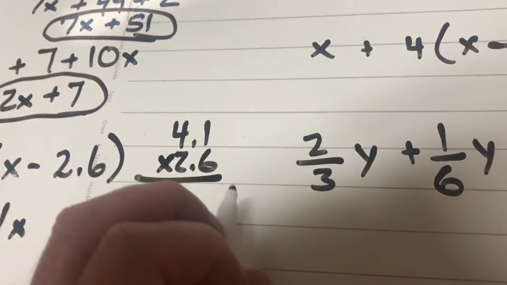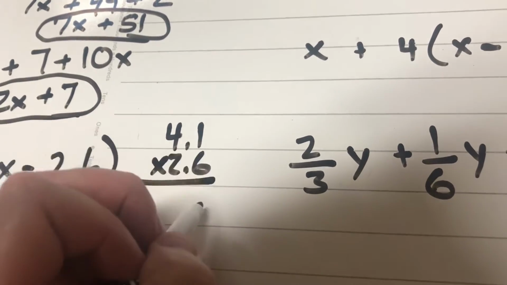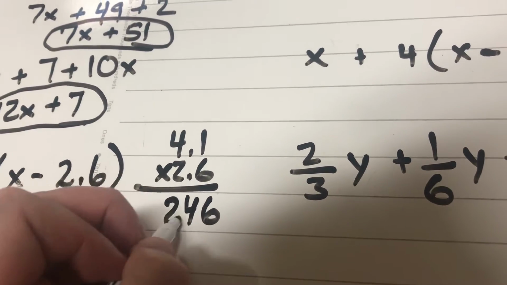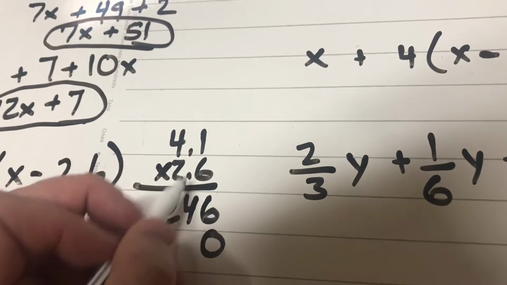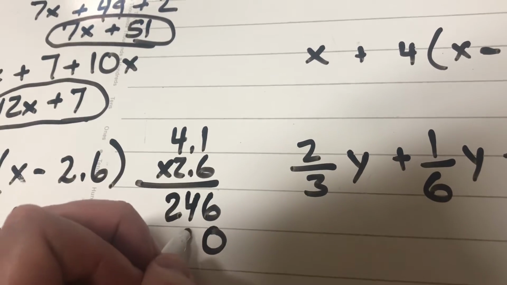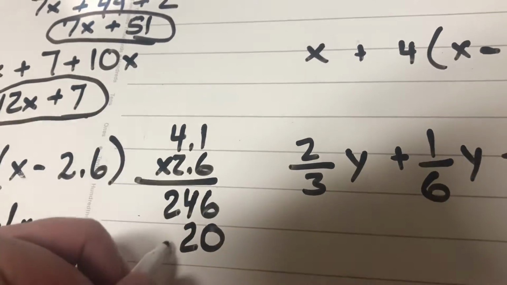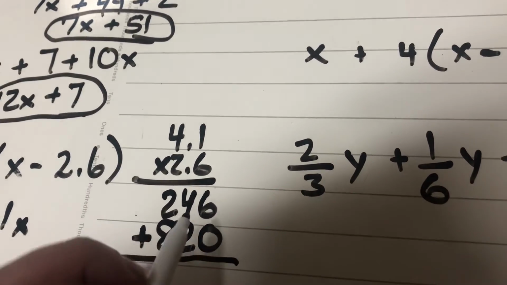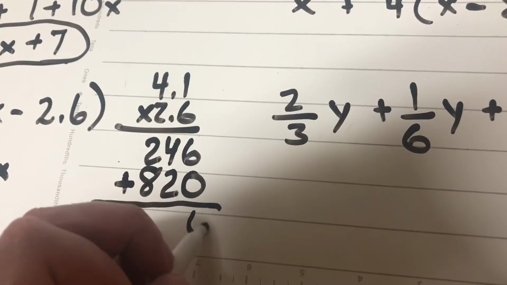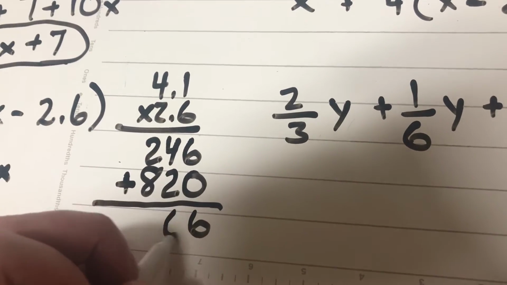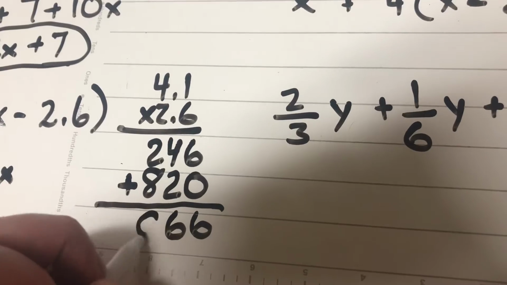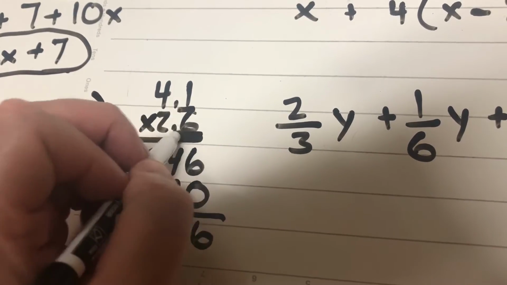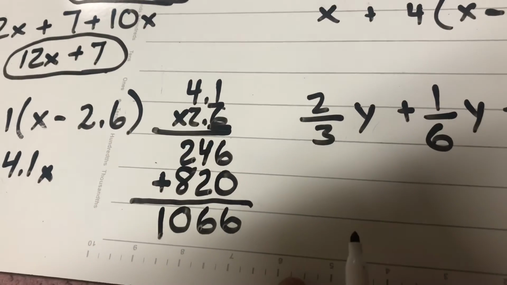We're just going to do this like we would 41 times 26. Well, 6 times 1 is 6. 6 times 4 is 24. Put a 0 down so it all lines up with my 2. 2 times 1 is 2. 2 times 4 is 8. I can add those two numbers together. 6 plus 0 is 6. 4 plus 2 is 6. 2 plus 8 is 10. The 1 and the 6 are two numbers that come after the decimal in my problem.